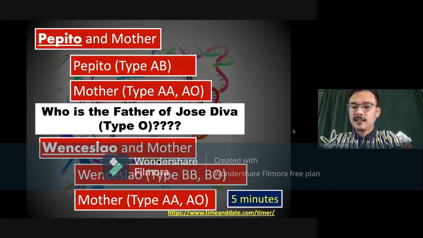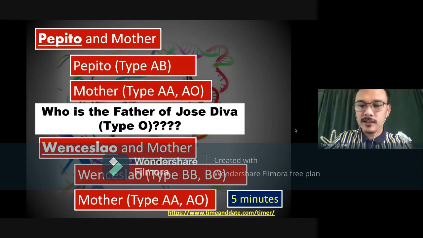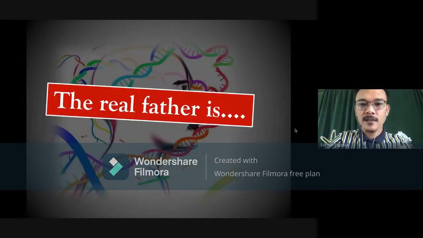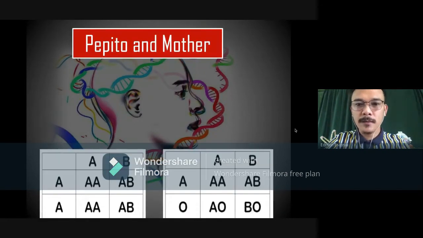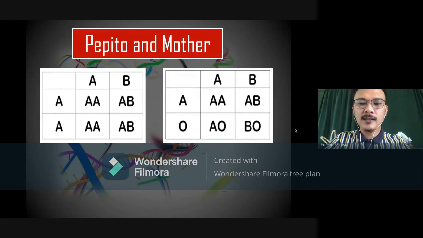Okay, let's now reveal who is the real father of the child. The real father is, let's have first the cross between Pipito and mother. Again, the mother's blood type is AB, and Pipito is type A, so let's assume he is homozygous or heterozygous. And these are the resulting offspring. We are looking for blood type O since Jose Diva is type O.